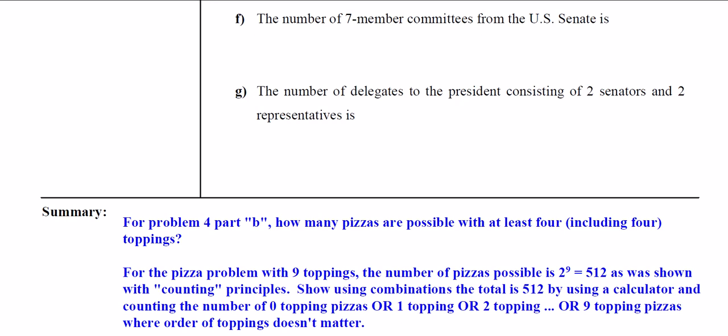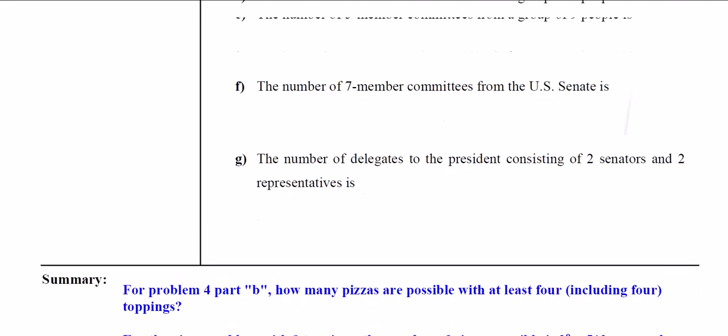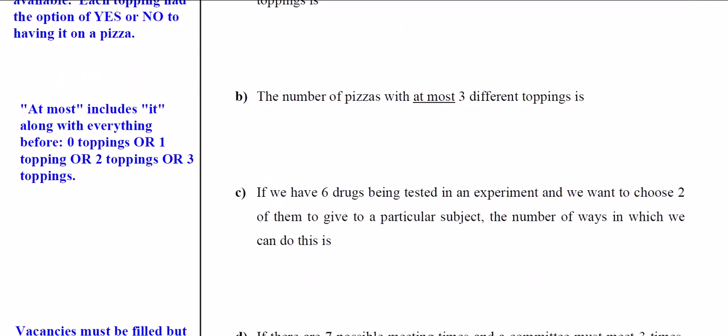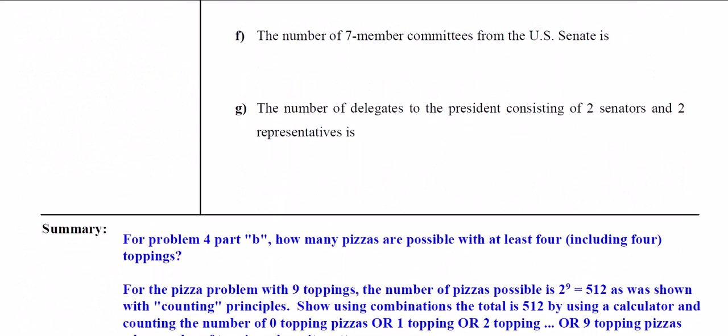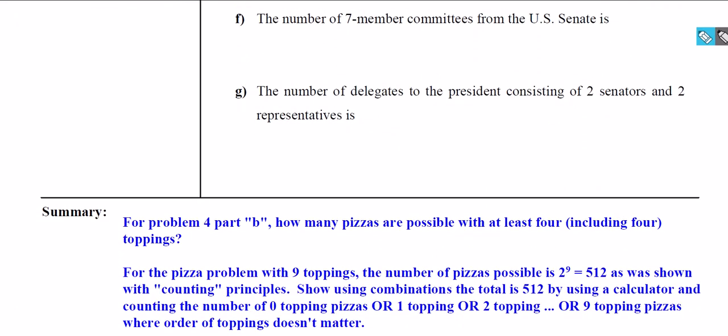So let's revisit for your summary, problem 4, part B. We showed you how many pizzas are possible with at most 3 different toppings. I want you to revisit that problem and do it for at least 4 toppings. So that means you're looking at least 4. So that's 4 or 5 or 6 or 7 or 8 or 9. You might want to even calculate it. Run the calculator, see what it does for you.